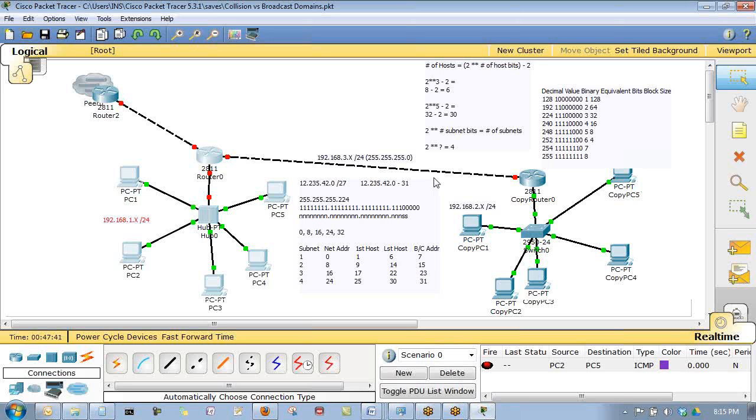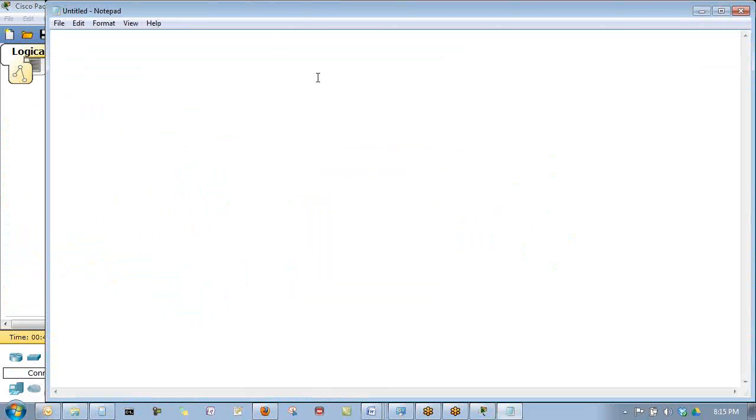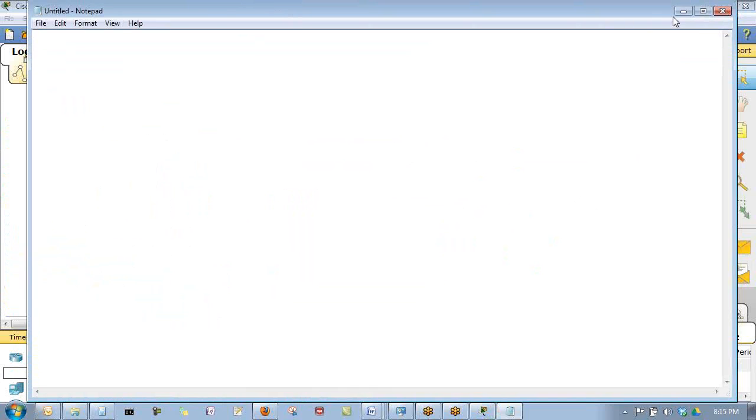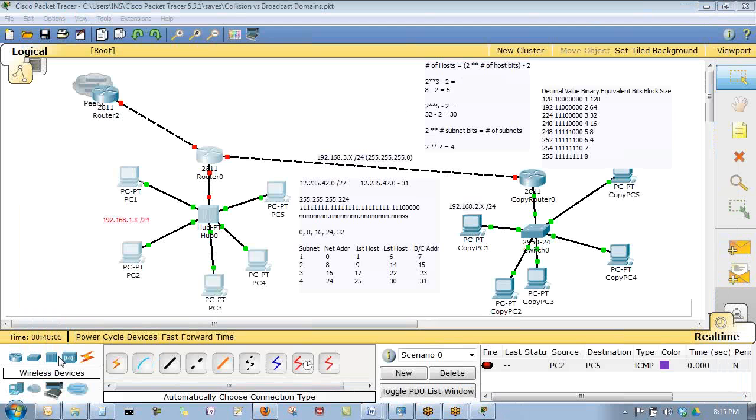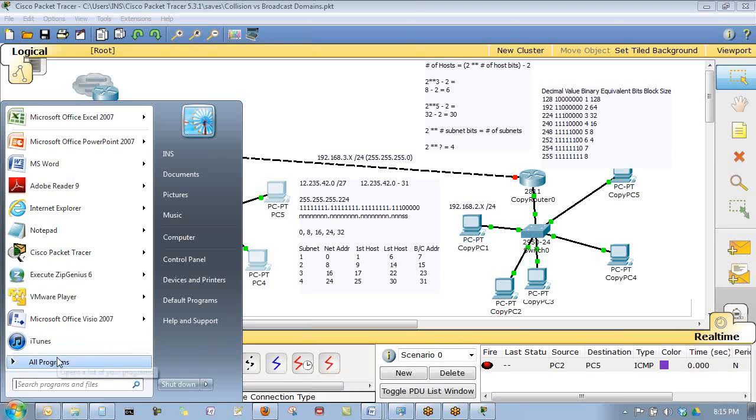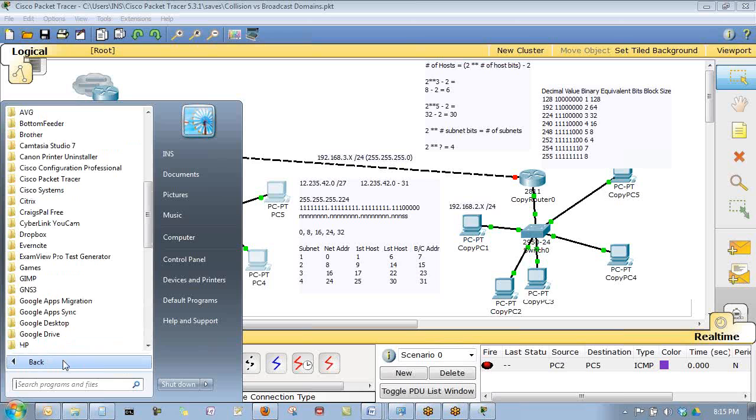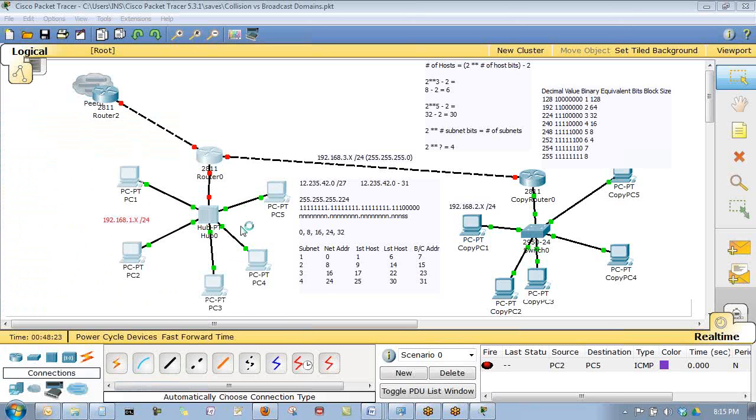Having said that, we're going to get rid of the diagram now, and we're now going to talk about creating subnets. I'll just open up my notepad. Rather than notepad, let's do this in something that I can vary the font size. We'll do this in WordPad.